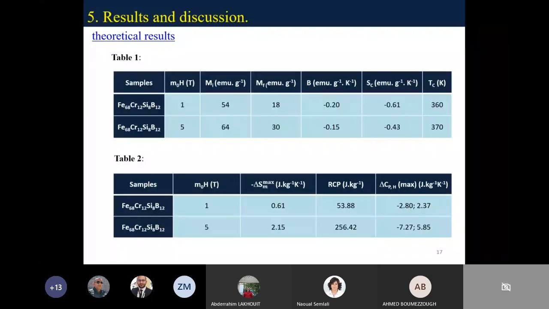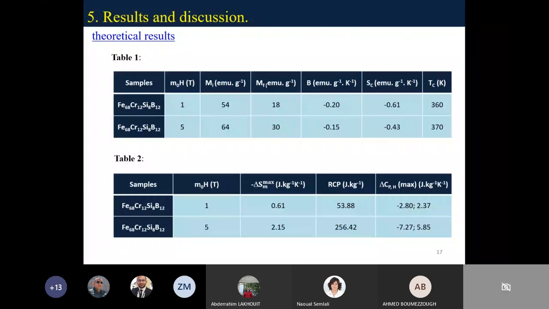Table 1 illustrates the parameters determined from experimental data in order to apply this phenomenological model for both fields, 1 and 5 Tesla. Table 2 presents the predicted values of the maximum of magnetic entropy and RCP, and the maximum of specific heat under 1 and 5 Tesla.